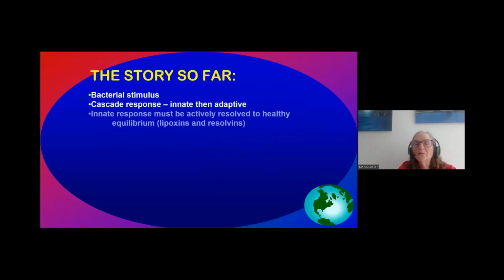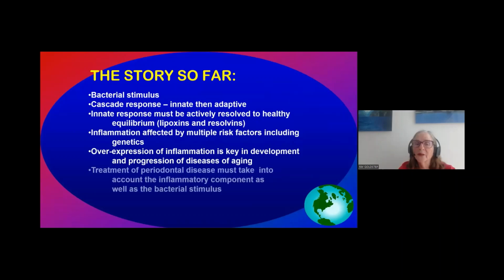The story so far, as we mentioned, bacterial stimulus, then there's a cascade response, first innate and then adaptive. The innate response has to be actively resolved to a healthy equilibrium through products such as lipoxin and resolvins. I will mention those and explain those in a couple of slides from now. Inflammation is affected by many risk factors, including genetics, of course. Now, when you have overexpression of inflammation, that is the key to development and progression of diseases of aging. Inflammation contributes to most of diseases of aging. Again, I will go into those details in a few moments.